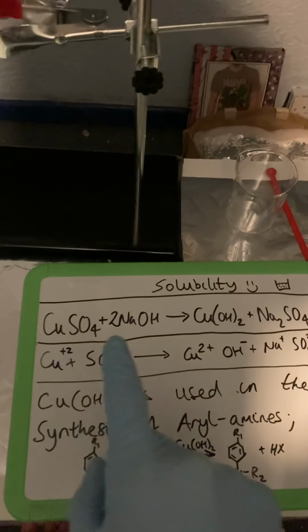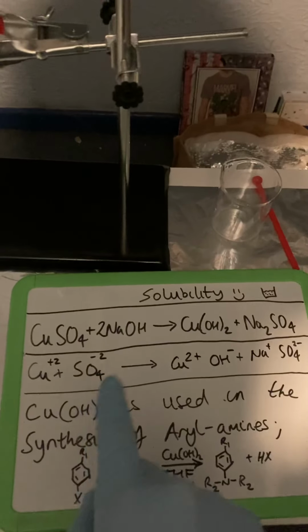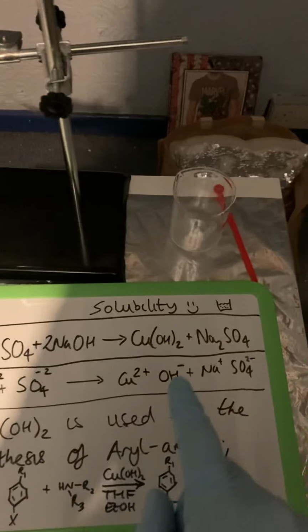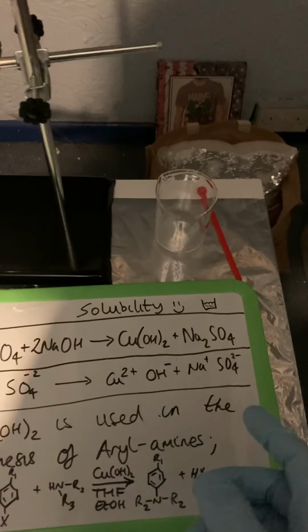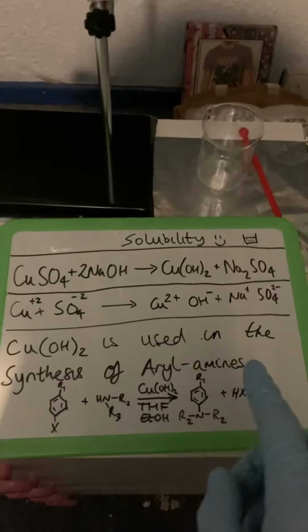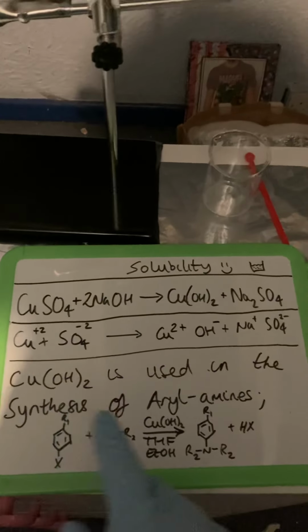Copper's in 2+ state here, the anionic sulfate is 2-, and copper's 2+ here, and the hydroxide is a -1, so there's 2 hydroxides to compensate, as shown above. So copper hydroxide is useful. It's used in the synthesis of aryl amines.